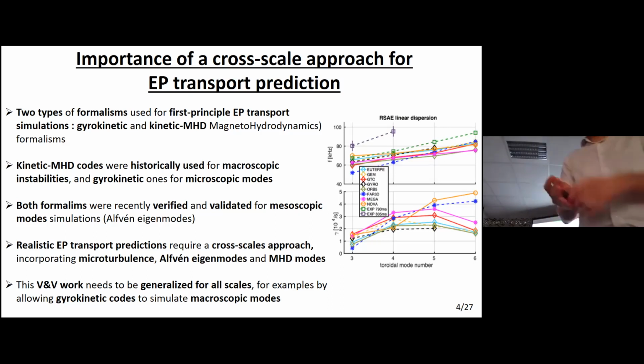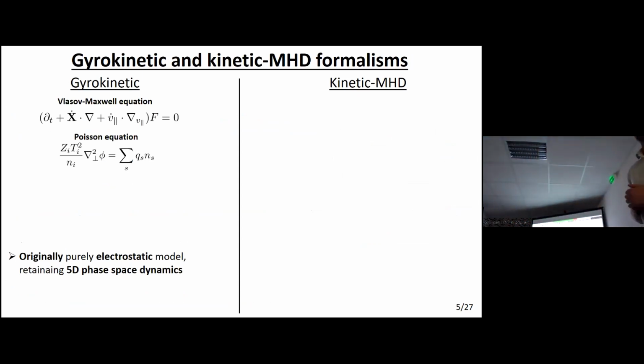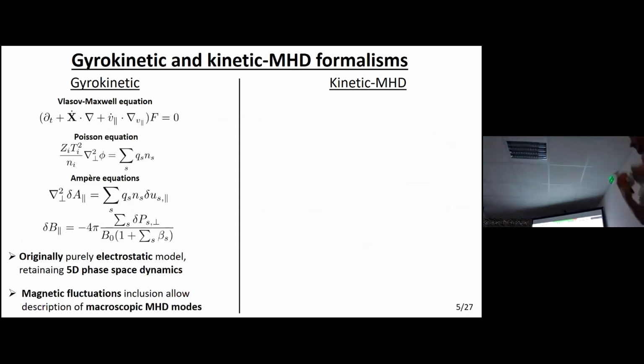Now let me say a few words, in a non-exhaustive way, on what the gyrokinetic and kinetic MHD formalisms are. In the gyrokinetic formalism, the historical approach is to use a Vlasov equation for the particle species and a Poisson equation. Adopting that approach gives a purely electrostatic model that retains 5D phase space dynamics. 5D, not 6, because we neglect the gyrofrequency of particles. But we can enhance this formalism by taking into account the parallel and perpendicular Ampère equation, so that we can include magnetic fluctuations that are mandatory if one wants to look at macroscopic MHD modes.